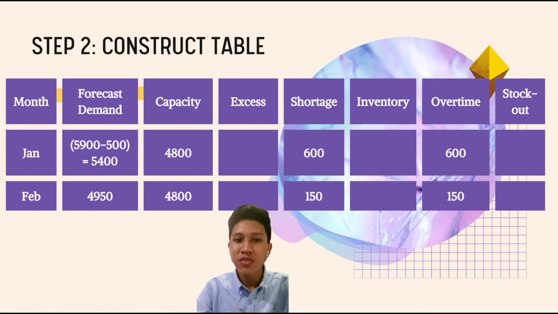The capacity per month is 4,800 units, so there will be a shortage of 600 units and they have to do overtime. The forecast demand for February is 4,950 units and the capacity per month is 4,800 units. So there will be a shortage of 150 units and they have to do overtime to cover the demand. So that's all for me. I will pass to the next presenter to continue the explanation.